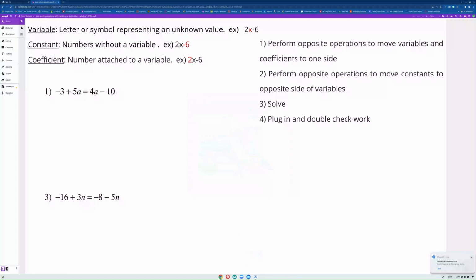All right, so we're going to go ahead and review how to solve equations when you have variables on both sides. So first, before we start, let's go ahead and review our terms and then the steps for how we're going to solve these problems.